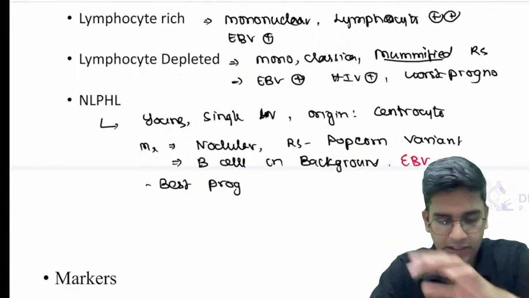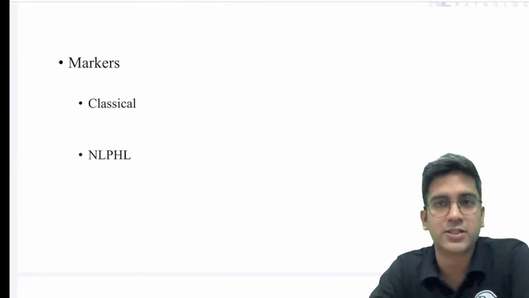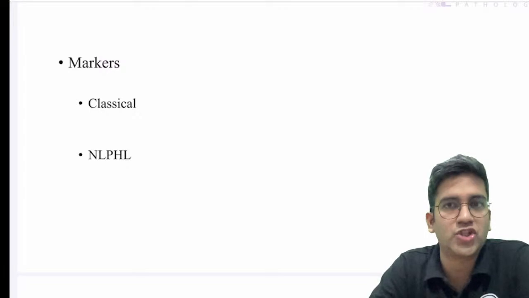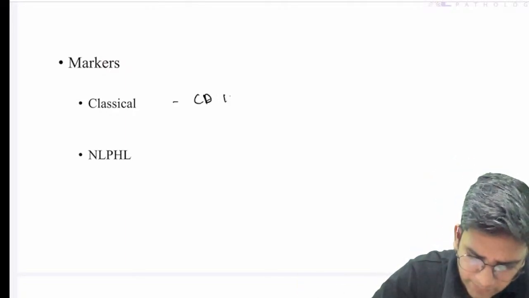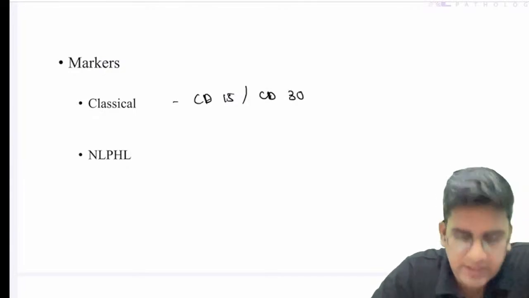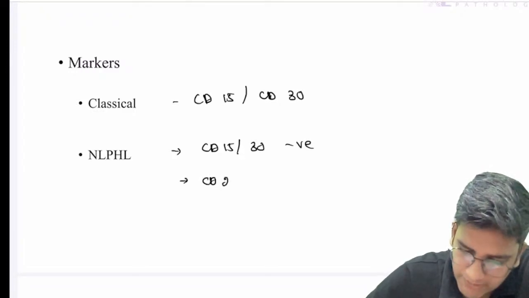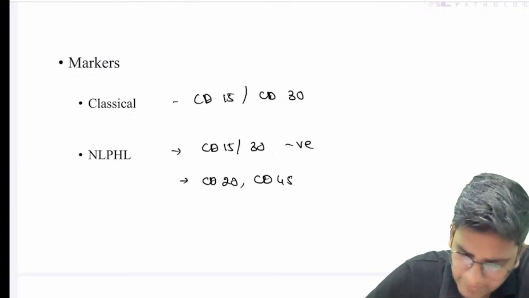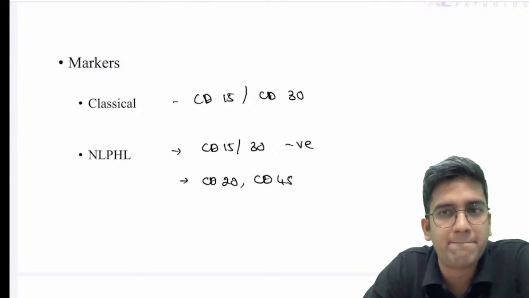Divide them into classical and NLPHL, right? Then obviously markers. Markers again are based on classical and NLPHL. Tell me the markers. What's the marker for classical Hodgkin's lymphoma? Classical Hodgkin's: CD15, CD30. That's a marker for classical Hodgkin's, and here CD15 and CD30 are negative, and they are positive for CD20, CD45. I must have told you one more marker in class. Apart from CD15 and CD30, the other marker is PAX5, right?